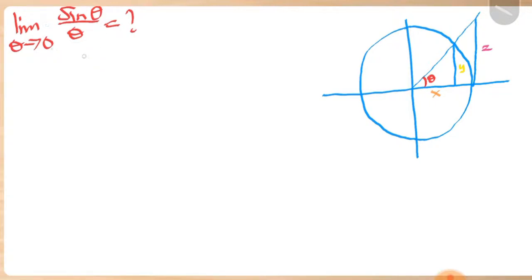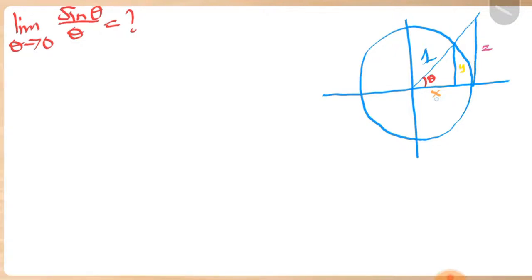Now, looking at this limit, how to apply the squeeze theorem is not quite obvious. But here with me, I've drawn a unit circle. A unit circle is a circle that has a radius of 1. And here is the angle theta, which is the angle in the smaller triangle, the angle in this bigger triangle, and the angle in this sector.